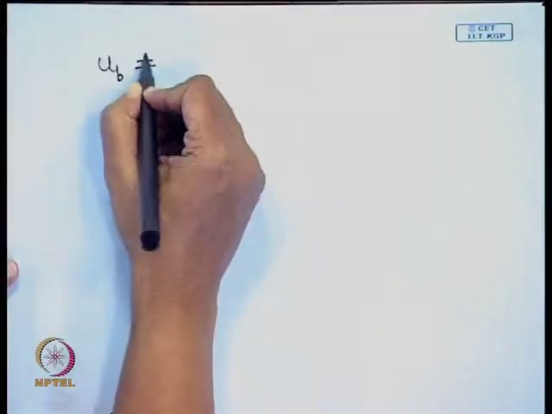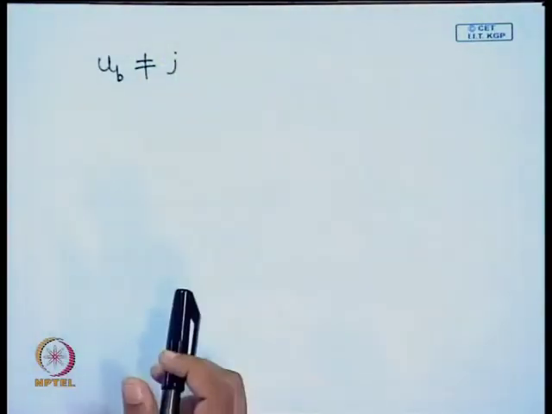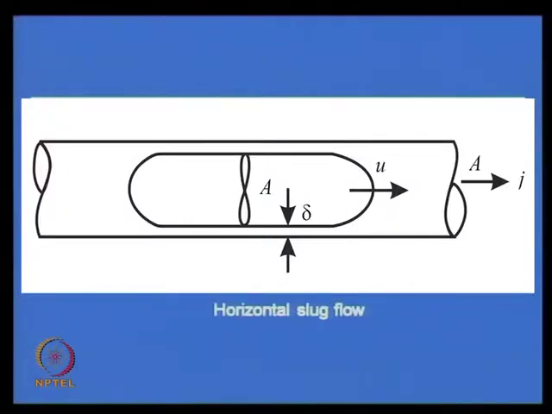The first thing you have to think is that in the vertical pipe, the bubble was rising due to buoyancy. Here the buoyancy effect is not there at all. So, the total dynamics becomes different in this case. But since there is no buoyancy, can you say that there is no relative velocity between bubble and the liquid? That you cannot say. In this case also, the bubble velocity ub will not be equal to j. So, the analysis of horizontal slug flow, which I have shown in this transparency, is going to be completely different as compared to your vertical slug flow.